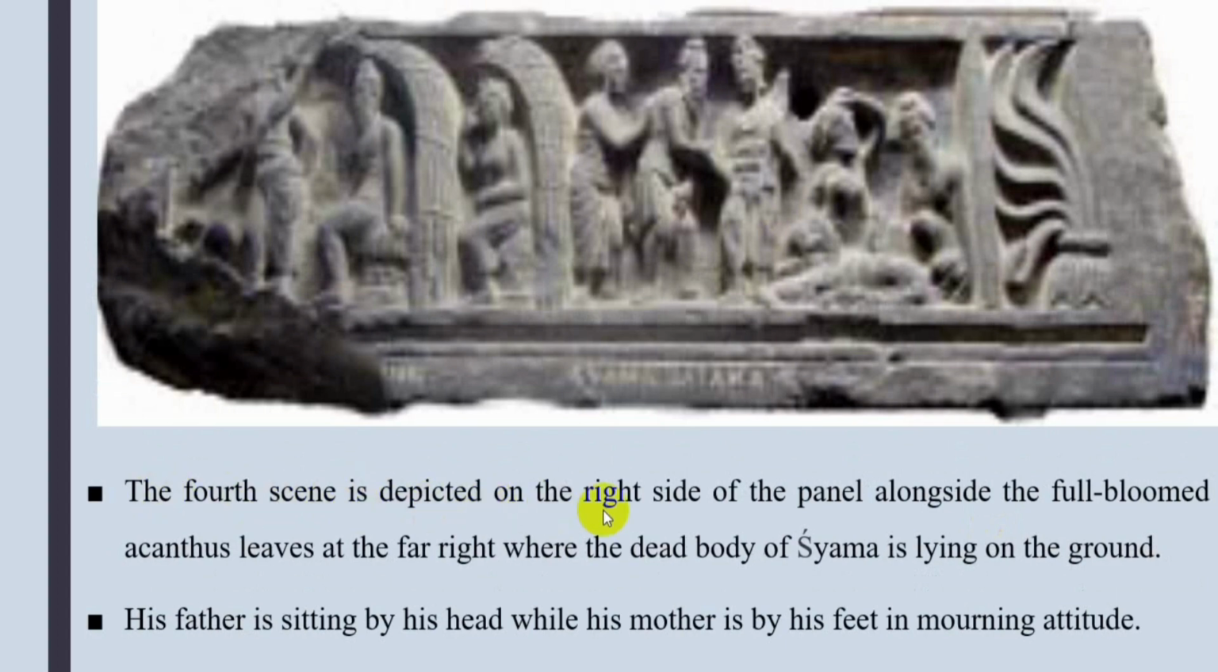The fourth scene is depicted on the right side of the panel, alongside the full bloomed acanthus leaves. At the far right, where the dead body of Shiyama is lying on the ground, his father is sitting by his head, while his mother is by his feet in a mourning attitude.